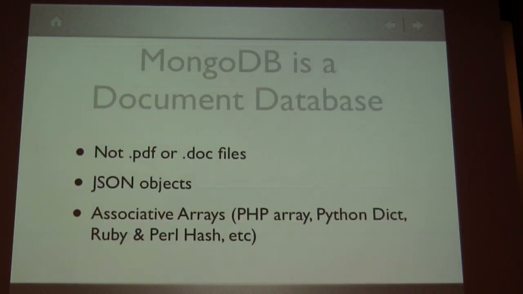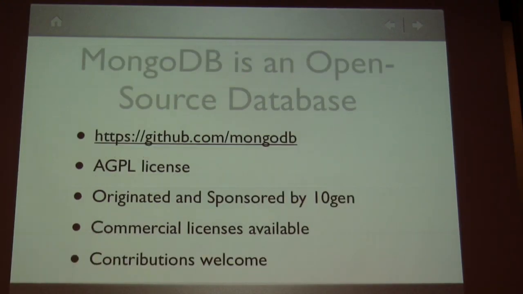So MongoDB is a document database. And we're not talking about PDFs or HTML or Word docs. You're inputting arbitrary JSON objects. And if you're not familiar with them, you can think of those as Ruby and Perl hashes, Python dictionaries, and PHP arrays.